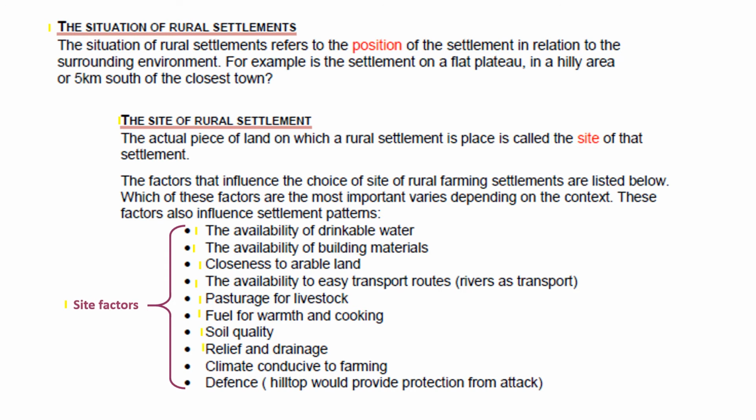Relief and drainage is also the availability of water, but also you don't want to be in an area that floods easily. And then this is a lovely one. I like this word. Climate conducive to farming. So it means it's a climate in which you can farm. And then defense, something we don't think of often. The example here is a hilltop that is easy to defend. We've got a super example in South Africa, and that is Mapungubwe. Up on Mapungubwe Hill, where the king lived, and that was easily defensible. So people couldn't get to the king to do him any harm.